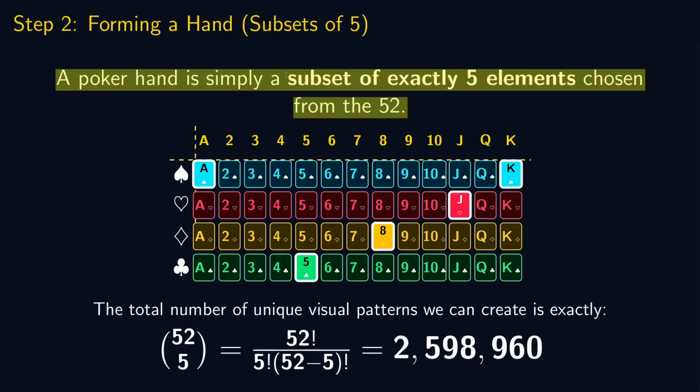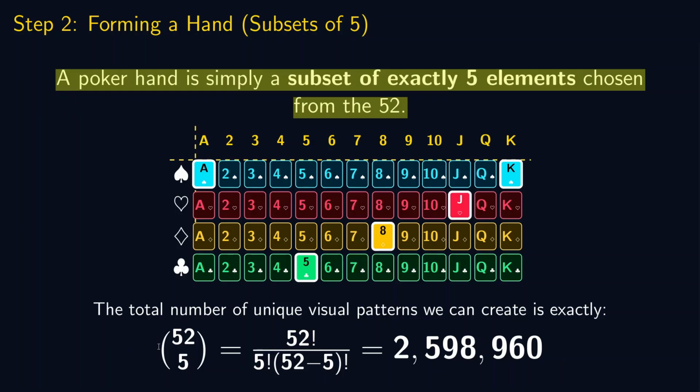We are not arranging the 5 cards in a sequence. We are simply choosing a group of 5. The hand containing the ace of spades, jack of hearts, 8 of diamonds, 5 of clubs, and king of spades is the same hand no matter what order you pick those cards up from the table. So the question becomes, how many ways can we choose 5 cards from 52 when order does not matter?